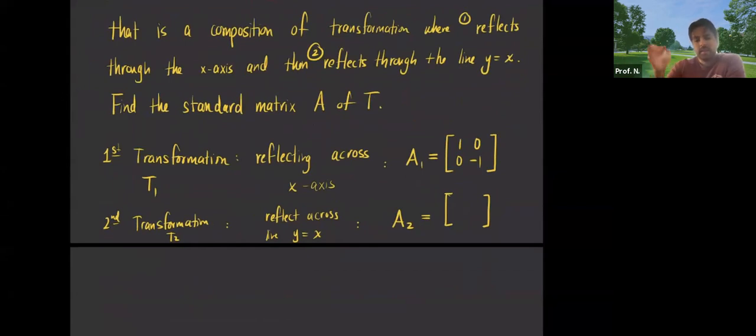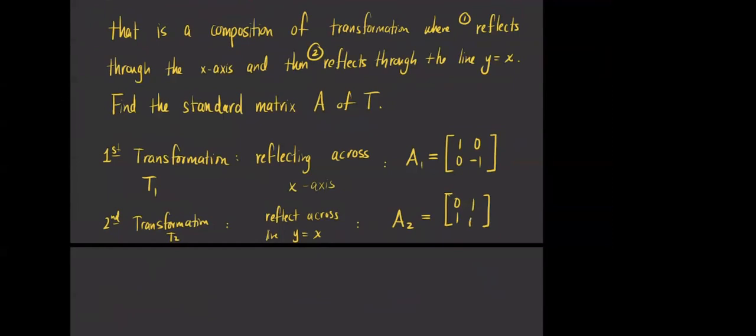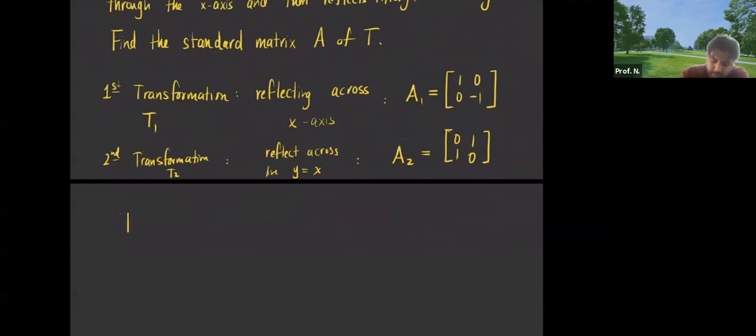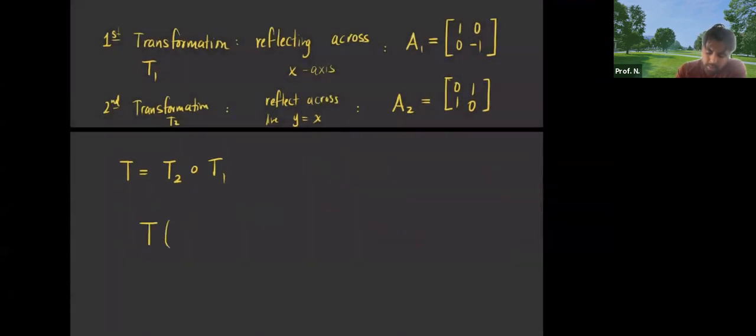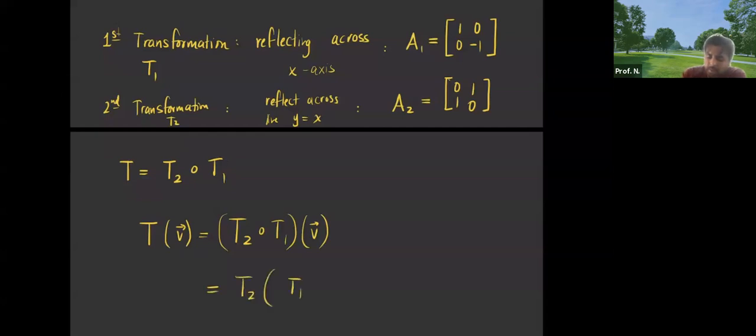So when you swap the x and the y's, remember this becomes 0, 1, right? And then 1, 0. So then when I want to find what is T, isn't it T2 followed by T1? If I want to take T and apply it to some vector v, it's the same thing as saying T2 followed by T1 and taking v, which means I'm taking T2, but first I'm applying T1 to it.